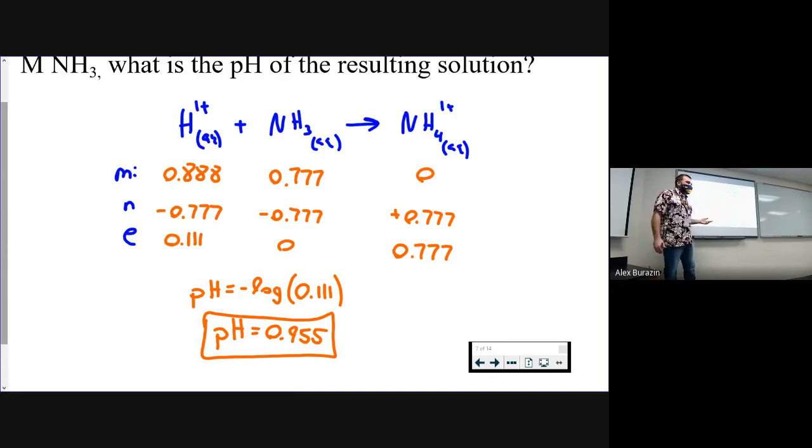So when we have strong acid and weak acid in the same solution, it's the strong acid that's really going to determine our pH. So we acknowledged what we had for the strong, we ignored what we had for the weak, and we solved for the pH this way. Onward and upward.